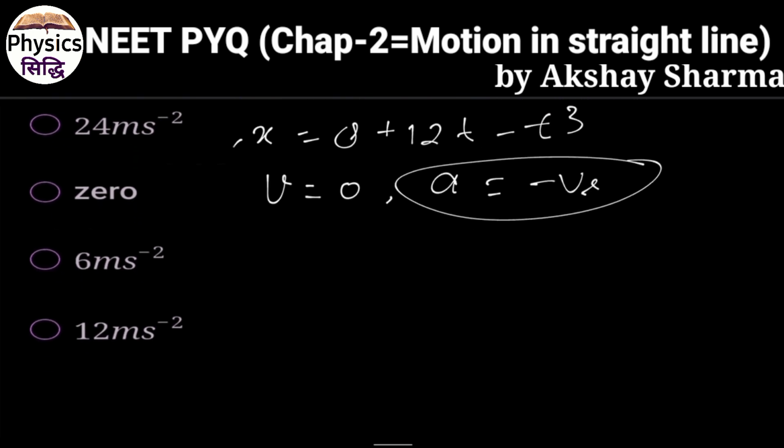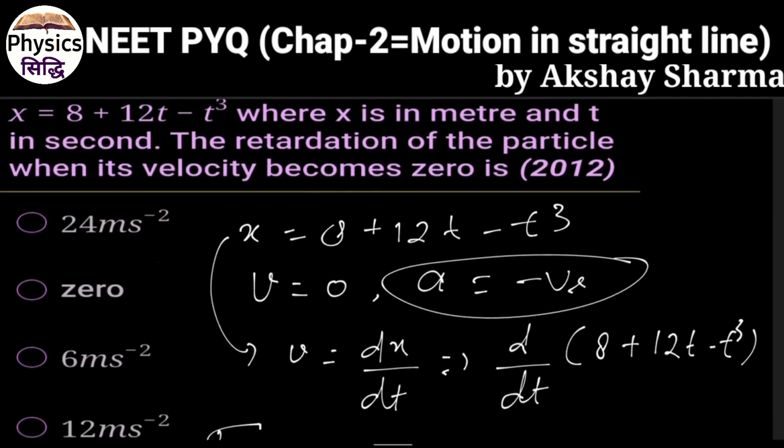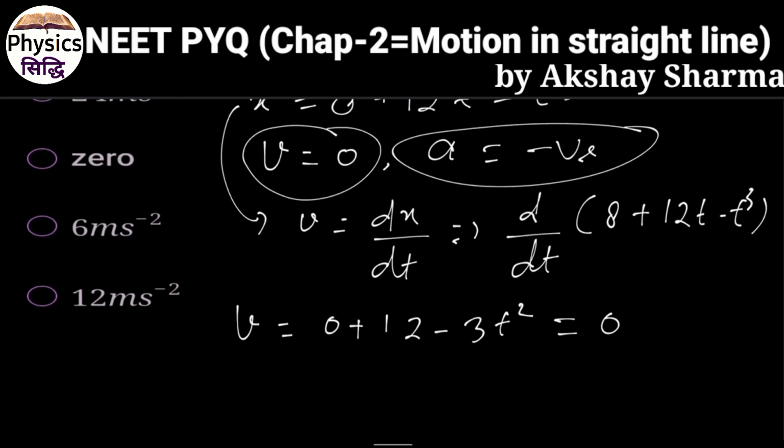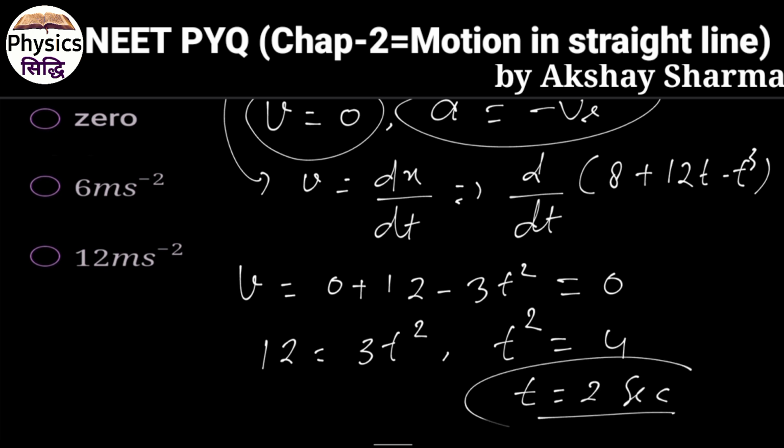x is this one, then v is dx by dt, and how much does it come out? dx by dt, it is 8 plus 12t minus t to the power 3. So v becomes 0 plus 12 minus 3t square, and we have to know that for velocity 0, this value should be 0. Okay, so 12 becomes 3t square, and t square becomes 4, and t becomes 2 second. So time is here, velocity is 0 at this value.